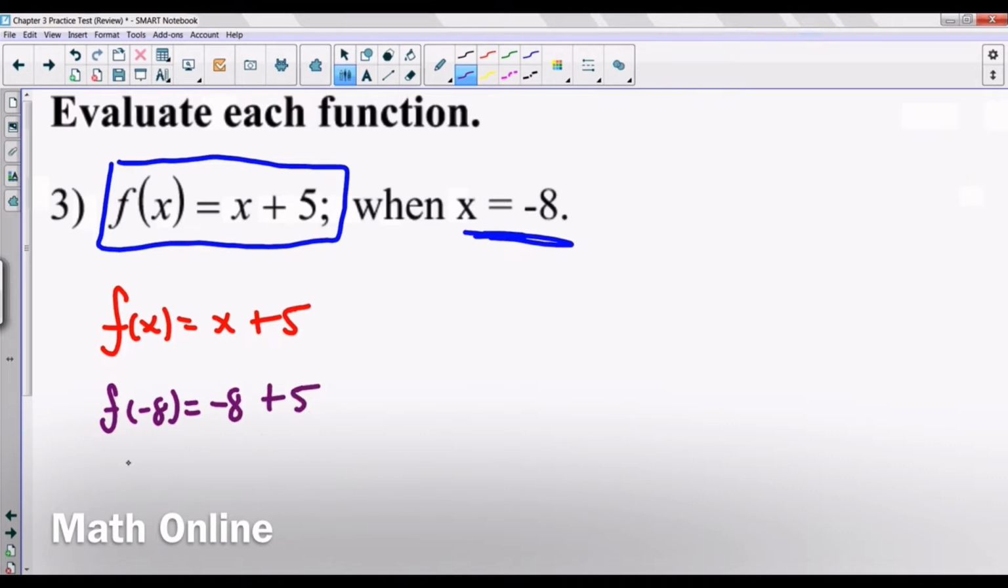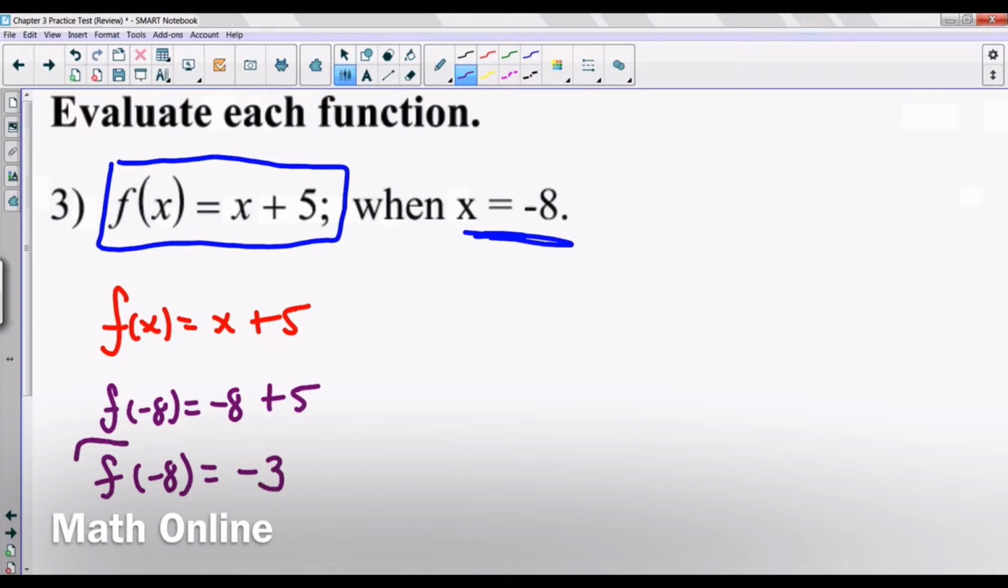And when we simplify this, f of -8 stays the same. Notice how the left side stays the same. You're pretty much simplifying the right side, the expression itself. So -8 plus 5 in a perfect world will give us -3. So this would be your answer. f of -8 is equal to -3.